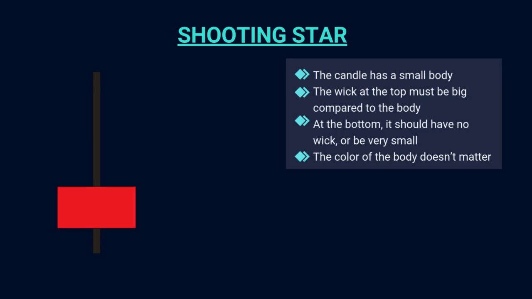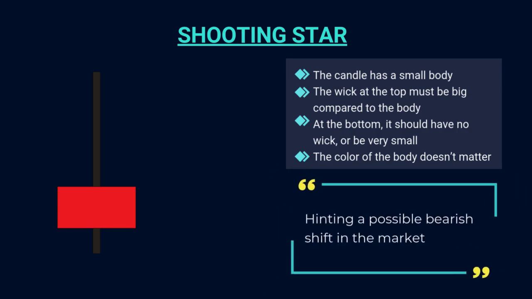The inverted hammer and shooting star are similar candlestick patterns with opposite meanings based on their position in a trend. The inverted hammer, a bullish reversal pattern, appears at the end of a downtrend, signaling potential upward momentum. The shooting star, a bearish reversal pattern, forms at the peak of an uptrend, warning of a possible price decline.